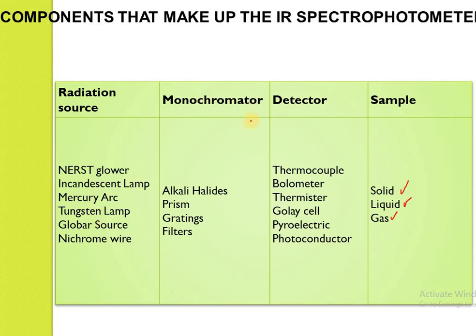And the monochromators which are used are alkali halides, prisms, gratings, and filters. And detectors are generally bolometer, thermocouple, thermistor, Golay cell, photoelectric or photoconductor. So these are the lists of components which can be used.